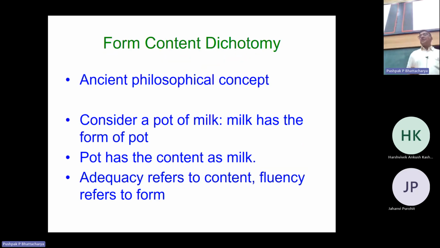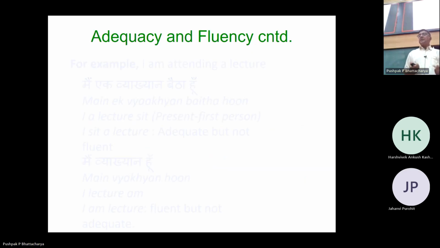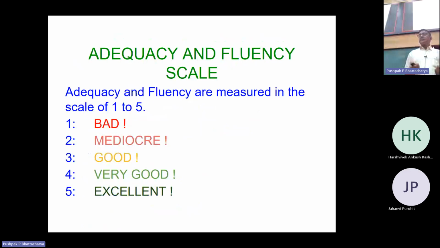Now, so this is the form-content dichotomy. Form refers to fluency, content refers to adequacy. Now, we have looked at all this. Let me remind you of this 5-point scale for adequacy and fluency, which human beings assign. So bad is 1, mediocre is 2, 3 is good, 4 is very good, and 5 is excellent.